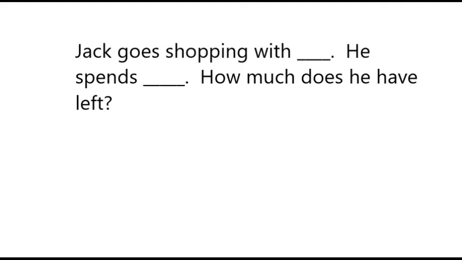Okay, so by doing that, we're going to take a look at building our problem out. So, Jack goes shopping with blank. Let's put a blank down here for Jack going shopping. That's our first blank. Now, we're going to put a second blank down here to represent what he spends. So here's our second blank. Okay, and of course, we're going to need an equal sign, and we're going to need a box to put our answer in.